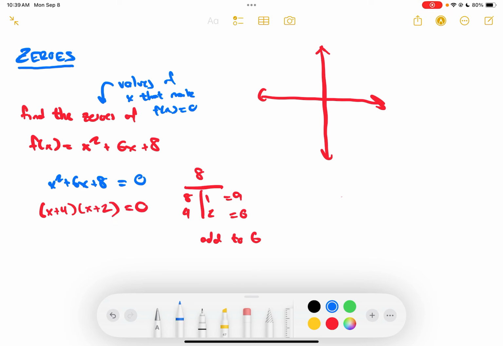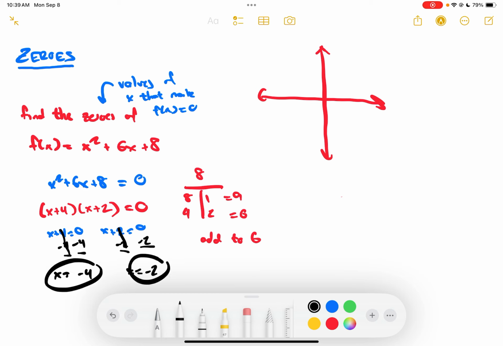And then I can apply the zero product law. I have two numbers multiplying to 0. That only happens if either that number is equal to 0 or that number is equal to 0, and then I'm simply solving two one-step equations. So my zeros would be -4 and -2.